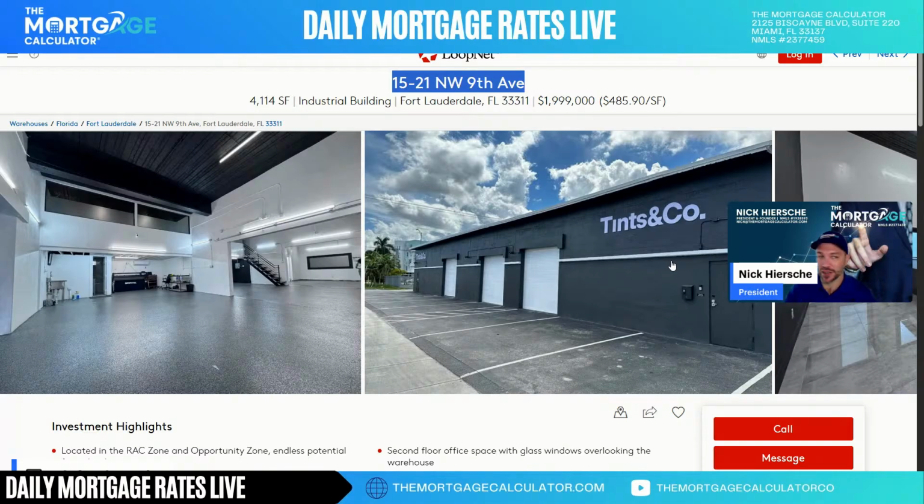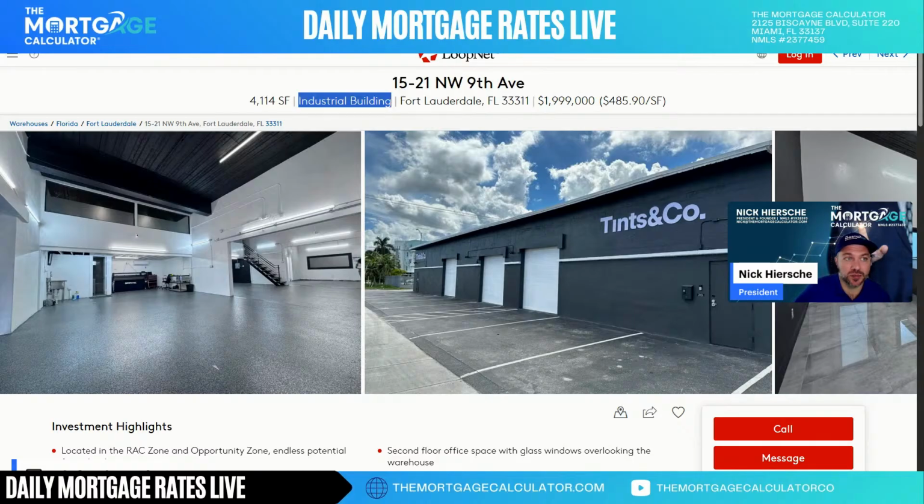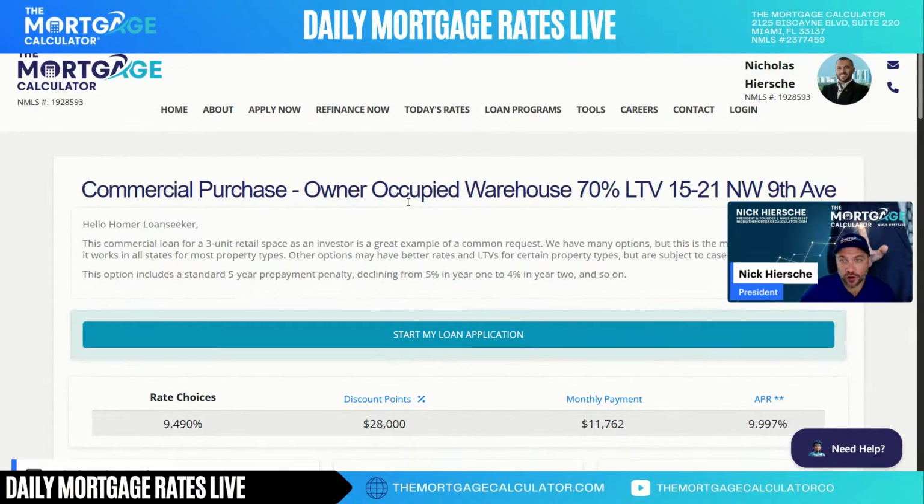Very different than an investment property, but we can still use these pretty simple commercial loan options. This does have a higher price, but it is just a 1-unit industrial warehouse type. So in this case, we have an owner occupied warehouse. We can still go up to 70% loan to value. Obviously, we can do SBA loans and other specific programs up to much higher LTVs or sometimes lower rates, but that's on a case approval basis. This is a national option that works for major cities with warehouse options.